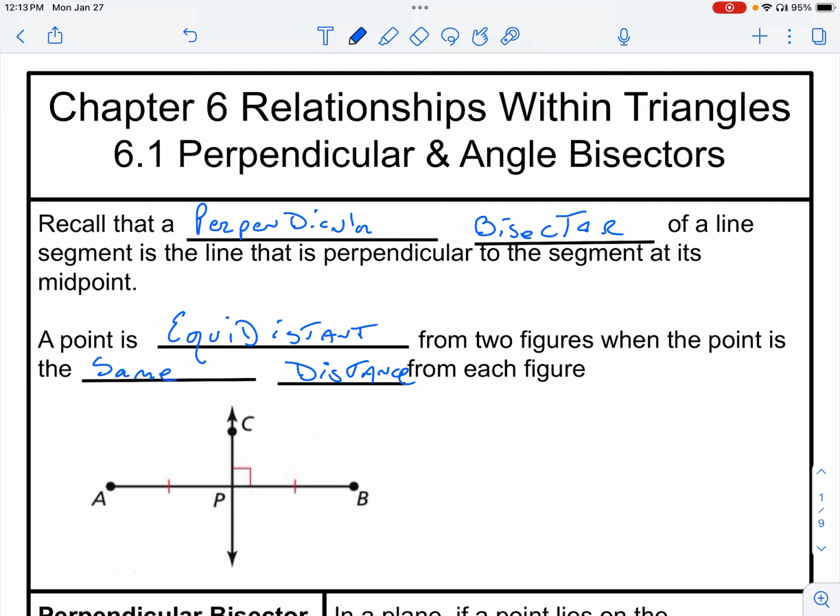So in our diagram here, line CP is the perpendicular bisector of segment AB. And we know this because we have the congruent symbol, so AP equals PB, and it's perpendicular because it's at a right angle.